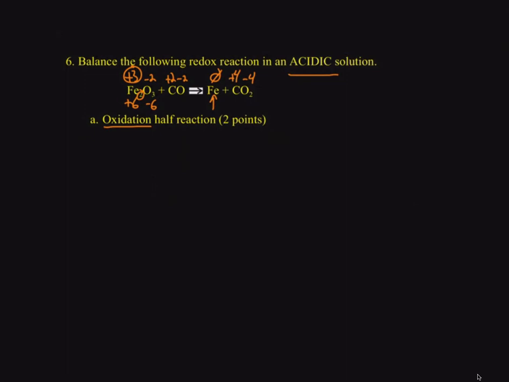So the half reaction that we're looking at is CO becoming CO2. Now when that happens, the carbon is losing 2 electrons in the process. So we're going to add those 2 electrons over here. So this is the very basic part of the half reaction. The part where it says in an acidic solution, we just have to do a little bit more work because we need to also balance the oxygens that are present in the reaction.